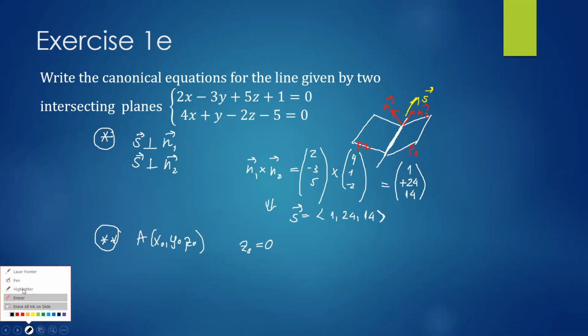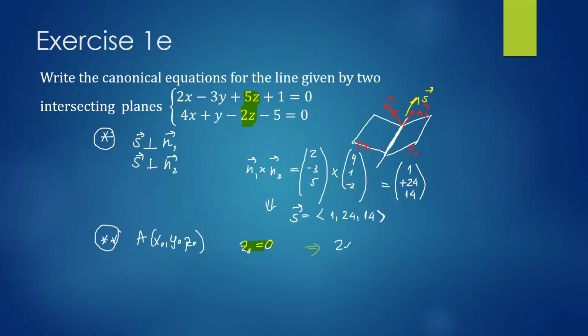I will take the yellow highlighter. I would prefer to choose z equal to 0. Why? Because z has the greatest coefficient. See, z has 5 in the first equation. So it would be nice to eliminate z. Let's suppose z0 is 0. We may choose whatever we like. And so we get a system that looks like 2x minus 3y equals minus 1.